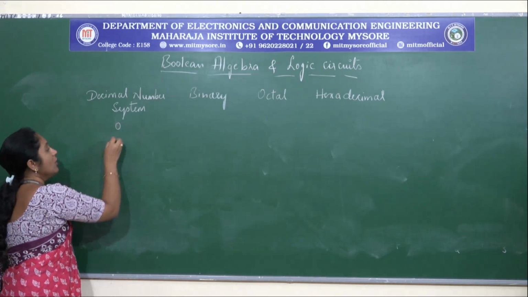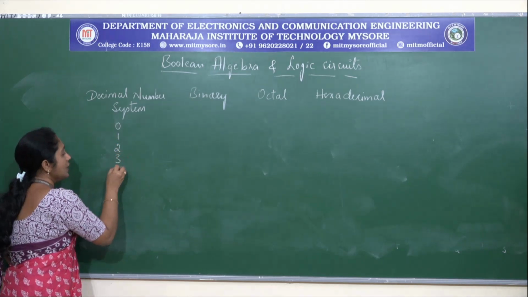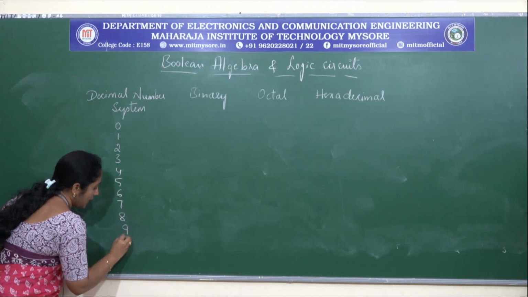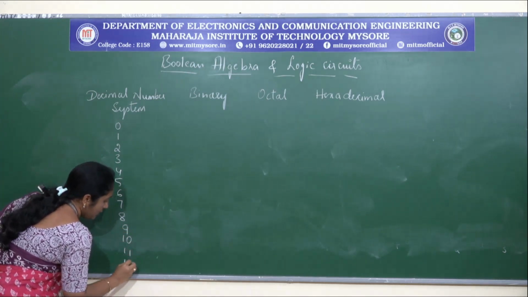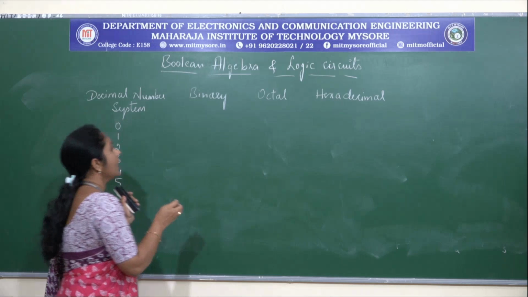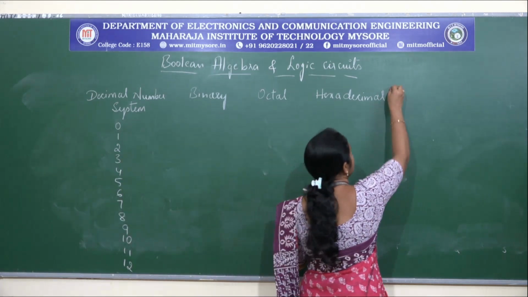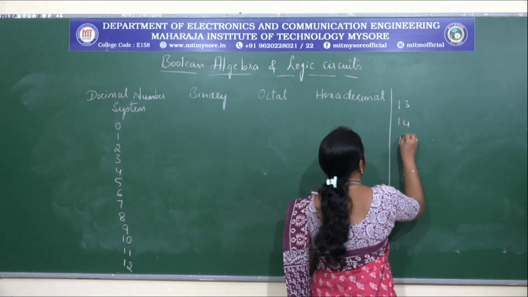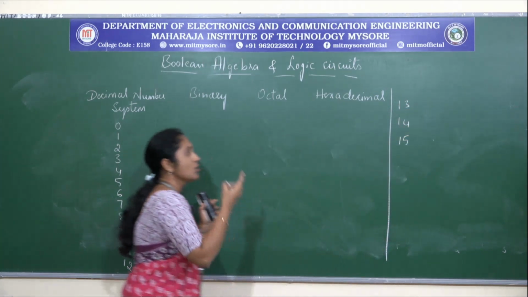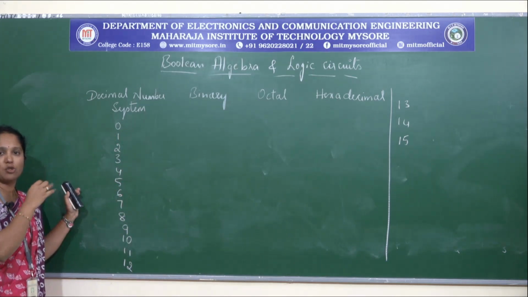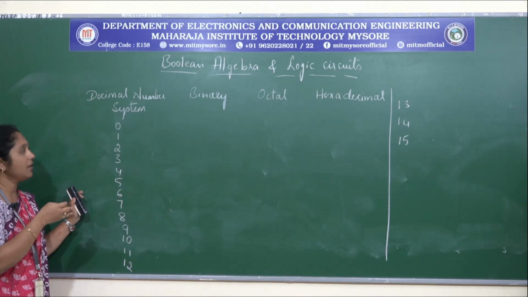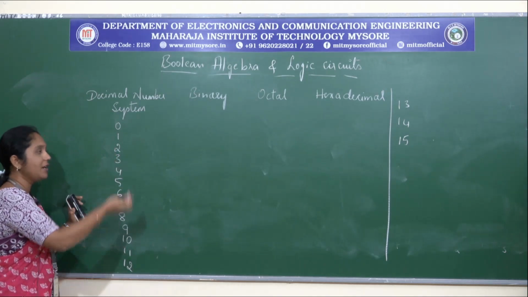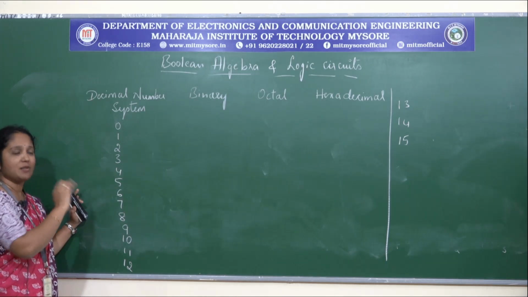Yes, so 0, 1, 2, 3, 4, 6, 7, 8, 9, 10, 11, 12, continuation. So I will be writing here 13, 14, 15. Since I have started from 0, I will be ending at 15. So though we have 16 digits there, for hexadecimal we will be having 16 digits. Yes, so I have written the equivalent of hexadecimal number in decimal number now.